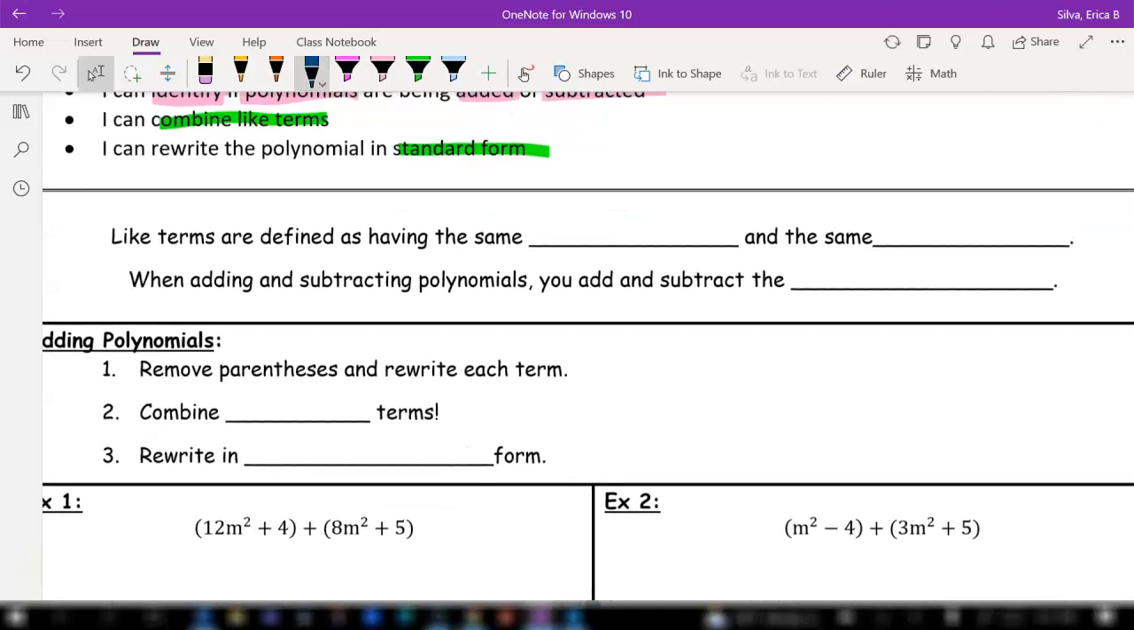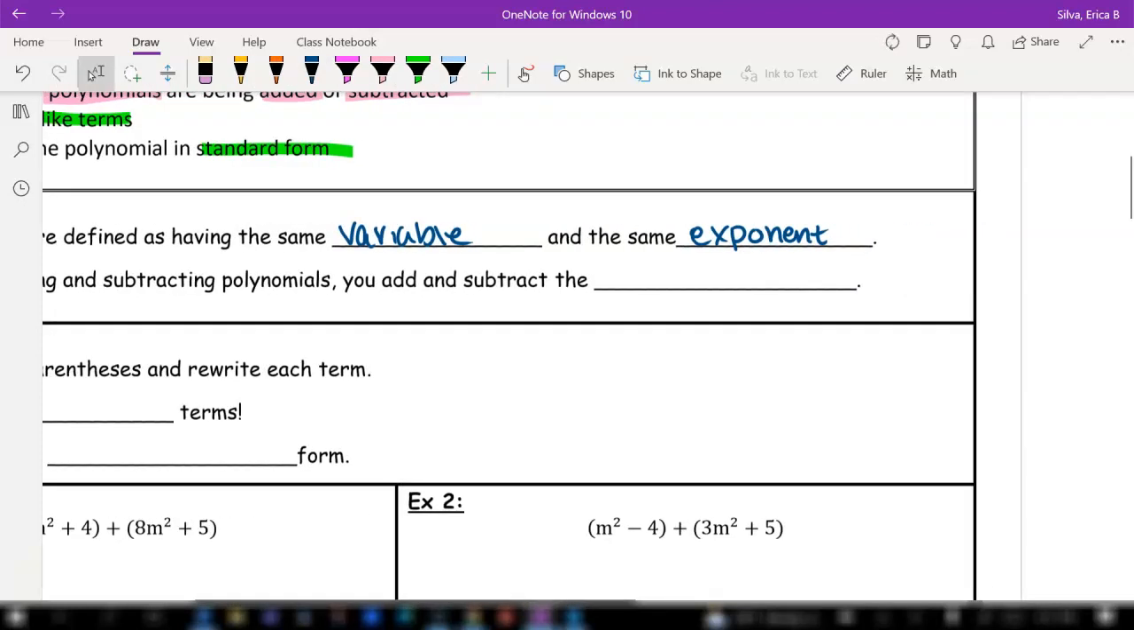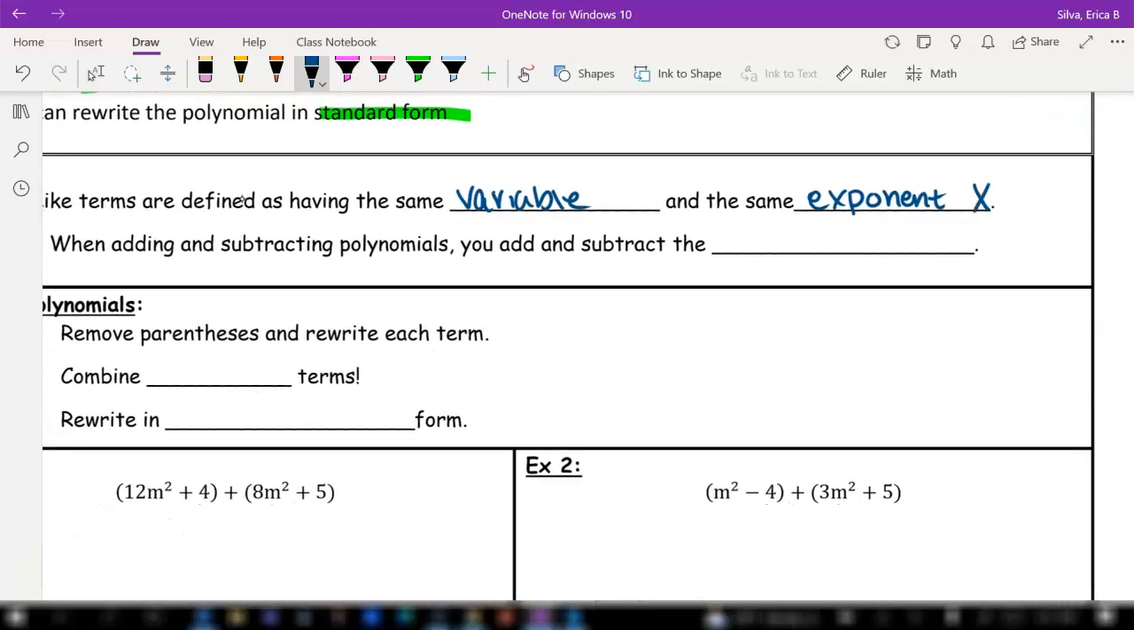Like terms are defined as having the same variable and the same exponent. For example, x squared and x squared have the same variable and the same exponent, so those are like terms. If we have x to the third power and x to the second power, those are not like terms because although they have the same variable, they do not have the same exponent.